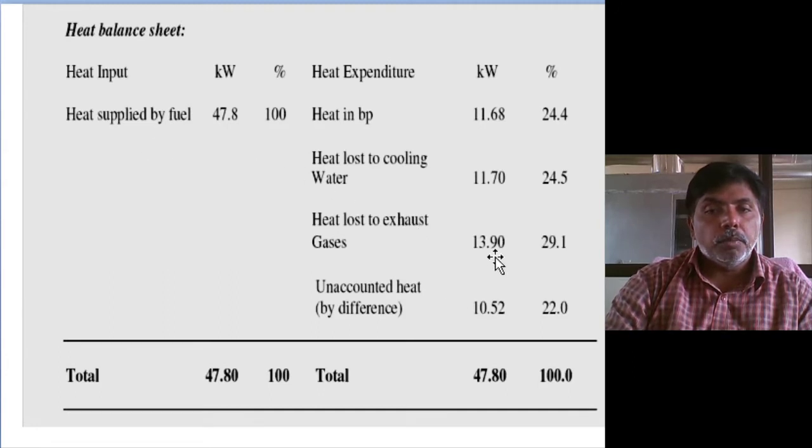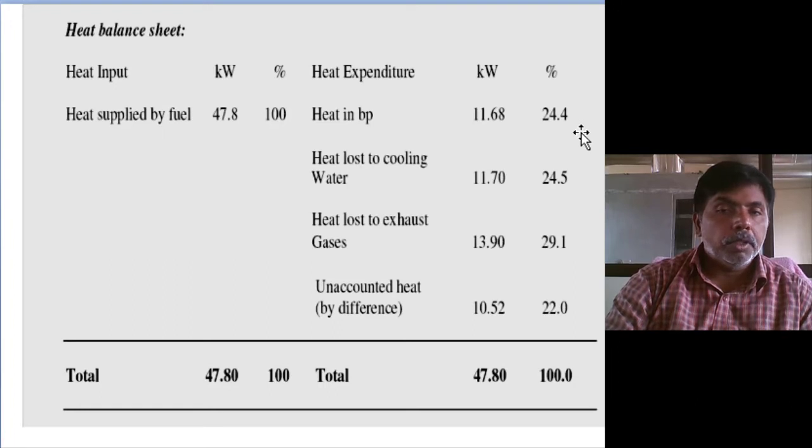Then you see 13.9 kilowatt heat loss by the exhaust gas, 29%. Total heat supply is 47.8, and brake power 11.64, so brake thermal efficiency is 24.4%. Heat loss to the cooling system 11.70, 24.5%. Heat loss by the exhaust gas 13.9 kilowatt, which means percentage loss is 29%.